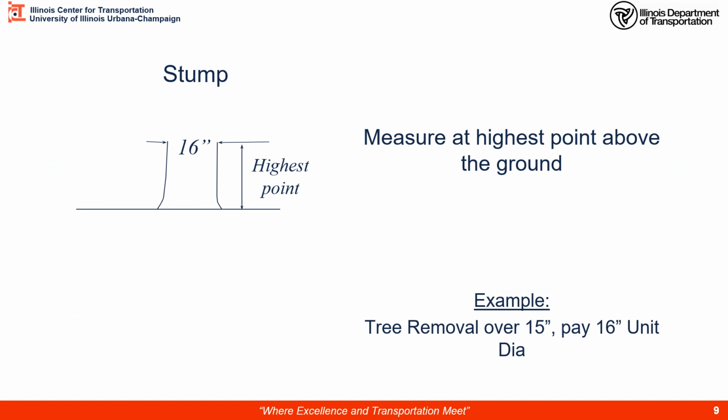What if you run into a stump? The main tree has been removed at some time in the past, so there's a stump. Well, if the stump is shorter than 4.5 feet, you just go to the highest point, and that's where you measure your diameter and record that. So in this case, you measured 16 inches, and that's what you're going to put in the over 15, your 16 units.